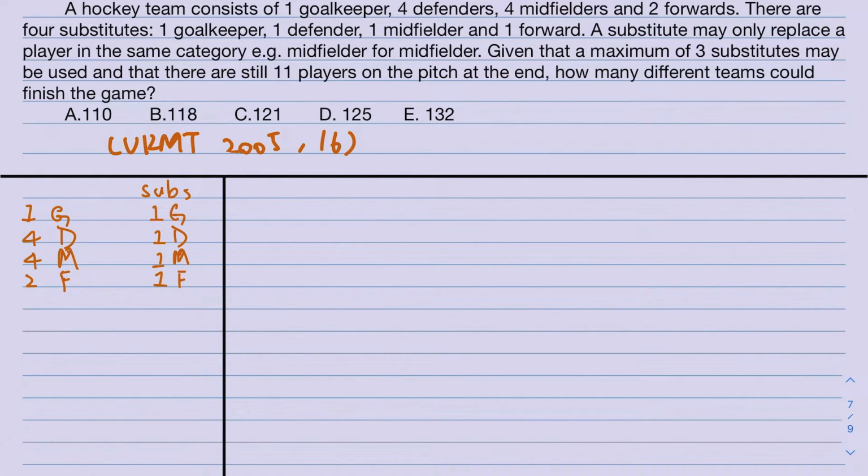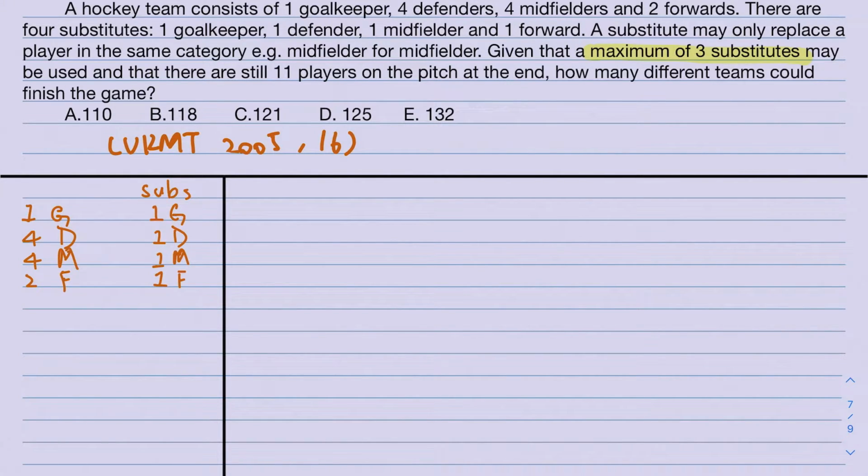Okay, so the question says, given that a maximum of 3 substitutes may be used and there are still 11 players on the pitch at the end, how many different teams could finish the game? So what the question means by a maximum of 3 substitutes is that you have to choose 3 from those 4 subs. Okay, so now let's ignore what the question says about a maximum of 3 substitutes. Let's determine the total number of teams that you could assemble if up to 4 substitutes are allowed.